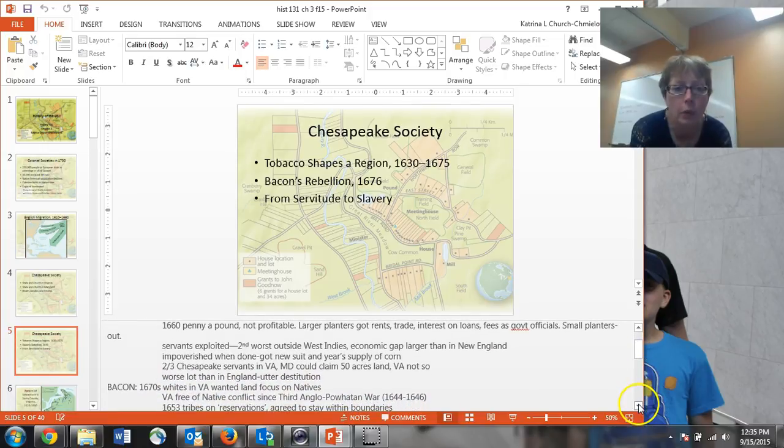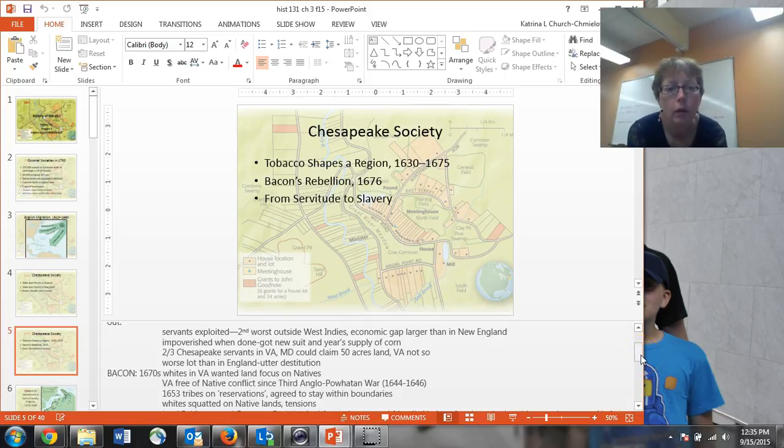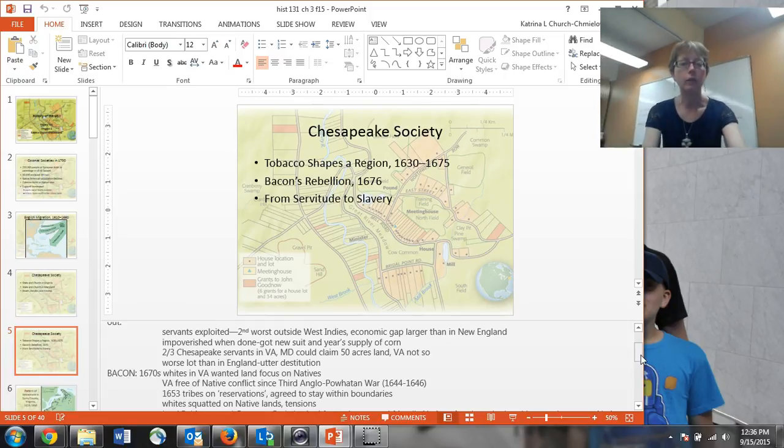Okay, now the servants that were there for tobacco, the servants' lives and situation were the worst except for the West Indies. Okay, there was a larger economic gap between servants and others than in New England. So New England had a smaller gap than they did in the Chesapeake, and they were really impoverished. I mean, if you slept on rags on the ground, you were doing pretty well. It was really, really hard in the Chesapeake.